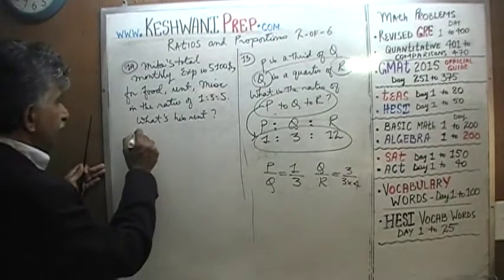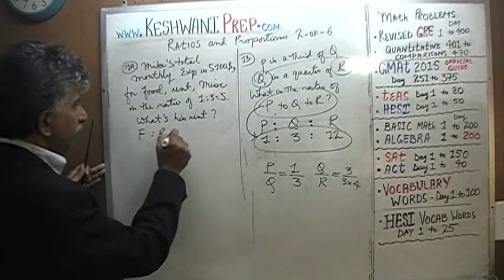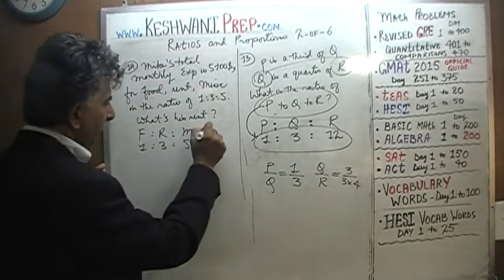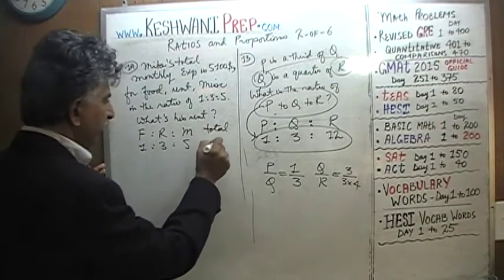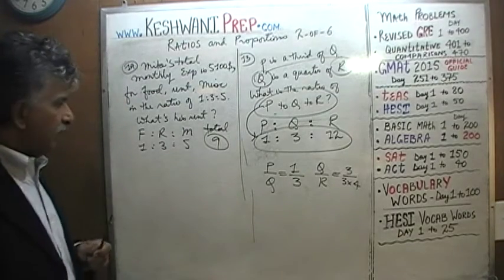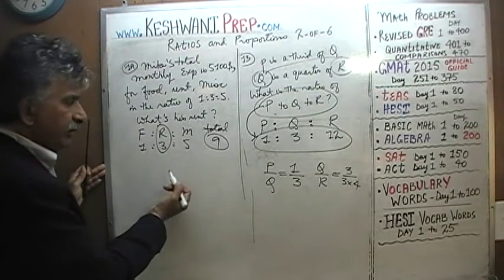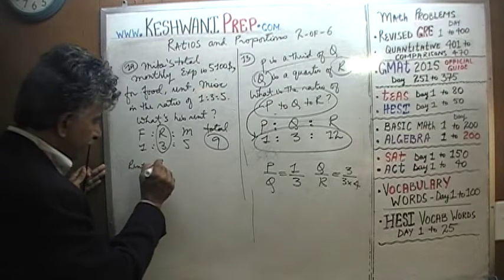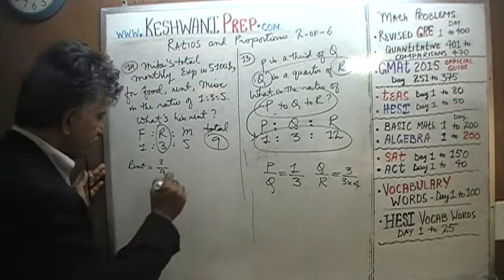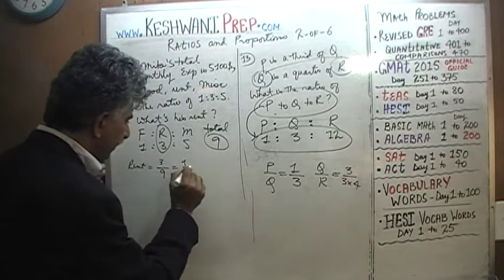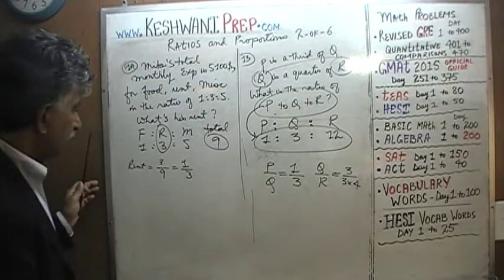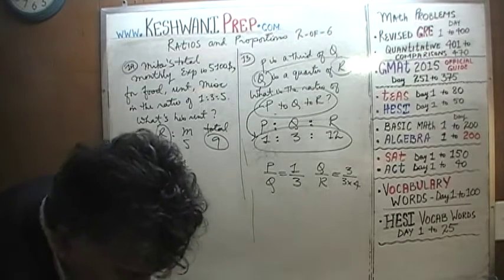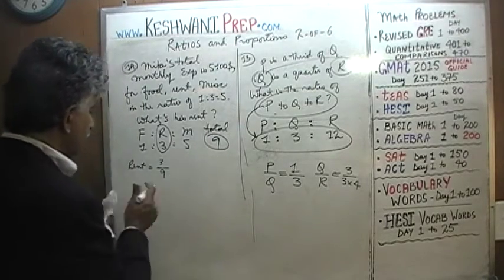As you can see, food, rent, and miscellaneous items are in the ratio of 1 to 3 to 5, so the total happens to be 9 parts. His rent is 3 parts out of 9, which means he must spend 1/3 of his total expenditure on rent. 1/3 of the total. His rent happens to be, let's put a T here for total.